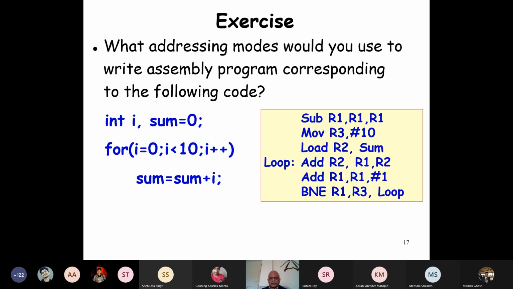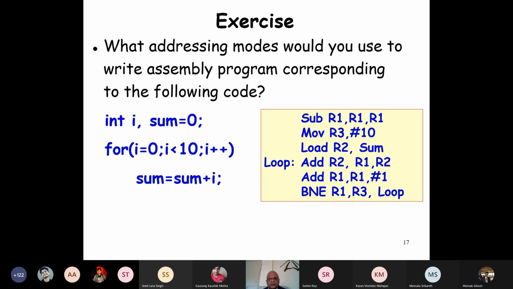Now let's do a small exercise here. Let's say this is the code. See, later in another 2, 3 or 4 classes, we'll be able to write assembly code for much larger, more complicated programs. Let's do a very simple program here. It's a C program, int i, sum equal to 0. And for i equal to 0, i less than 10, i plus plus, sum equal to sum plus i. So basically, we are adding 1 to 10 and accumulating the result in the sum.